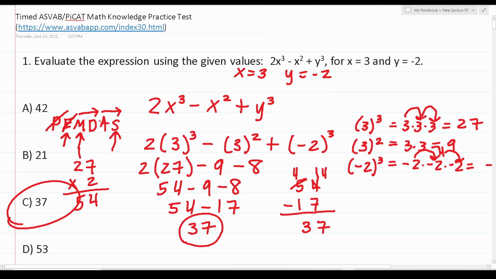This is a fairly common question that shows up on the ASVAB insofar as it tests your knowledge of the order of operations. In addition, it tests your ability to multiply negative integers by each other. So be prepared to work out questions like this, especially in the beginning of the test. Again, they're very common.